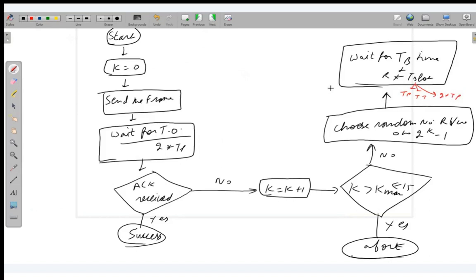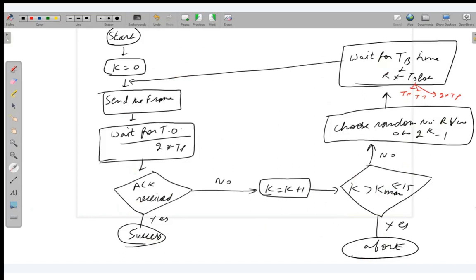Okay, and then after waiting, what will you do? You will send the frame. So you come back here, send the frame. I think you have got it. Now send the frame, wait for timeout, acknowledgement received, success. No, then K will increase, if K is greater than K max, we will abort, otherwise choose a random number R, wait for TB time, send the frame. Wait for TB time, send the frame. This is a loop which we will keep on executing.